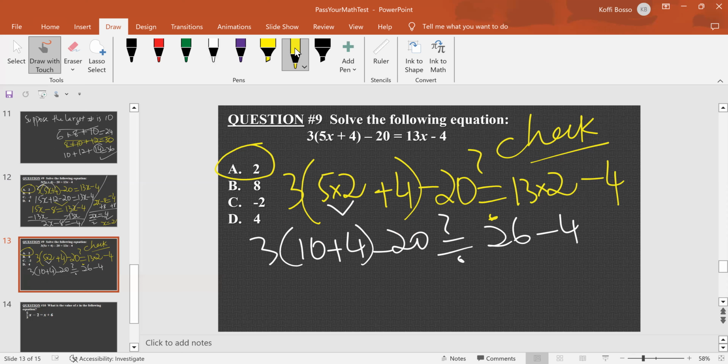We know that 26 minus 4 is 22. This side is 22. The other side, 10 plus 4 is 14. So we have 3 times 14 minus 20, and we want to see if this is 22.